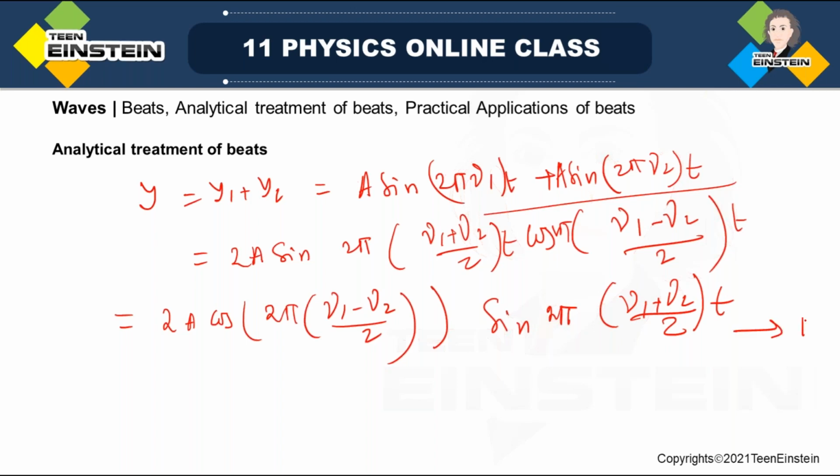So this is the equation we have got upon superposition. If we look carefully at this equation, we can say that 2a cos of 2 pi (nu1 minus nu2)/2, the whole term, can be thought of as the amplitude of the resultant wave, and the sine of 2 pi (nu1 plus nu2)/2 into t is the harmonic wave part, that would give the wave part.